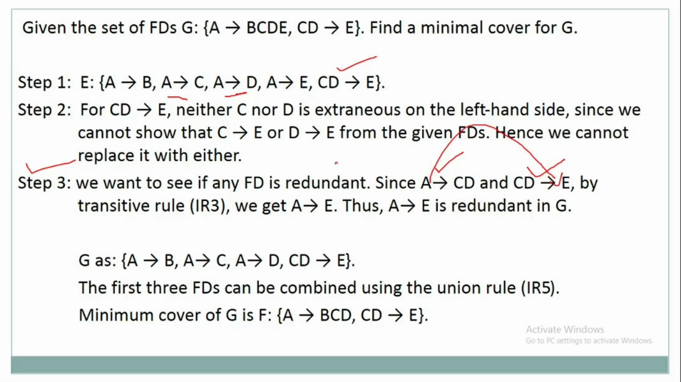So we have a redundant one: A determines E. We can just eliminate this and keep the rest as it is. A determines B as it is, A determines C, A determines D, and CD determines E. This is the final minimal cover which we got, and we just combined it: A determines B, C, D, and CD determines E. So this is the final minimal cover.